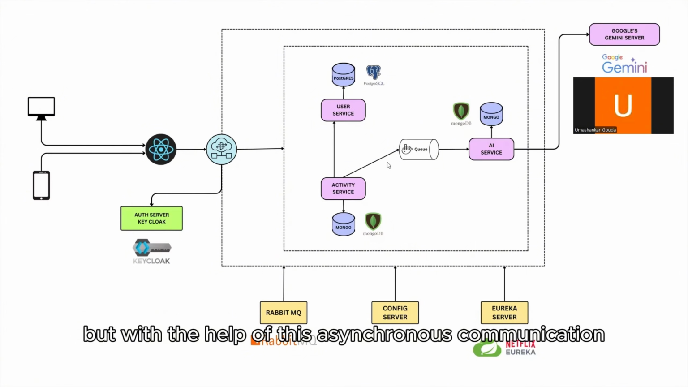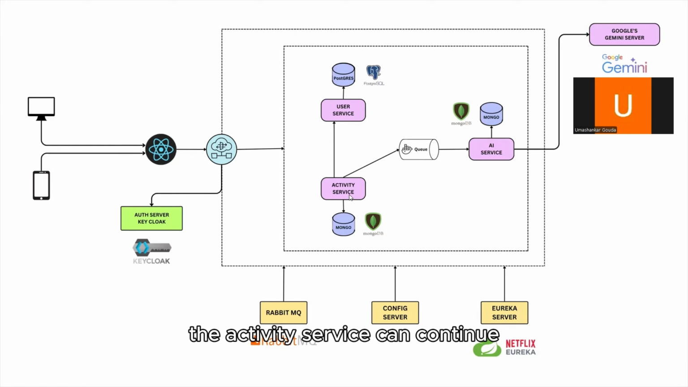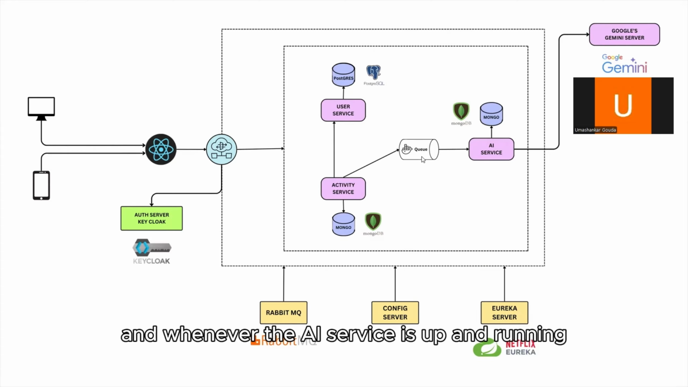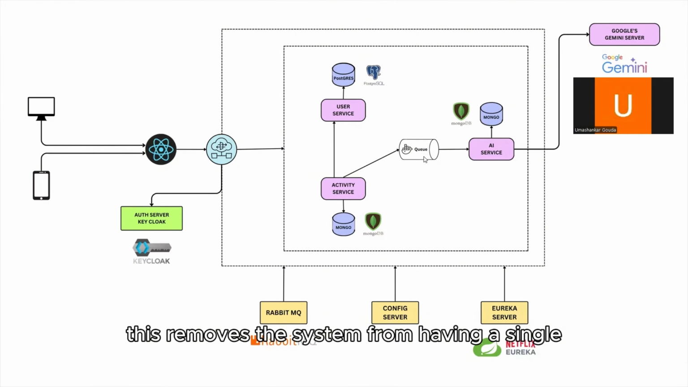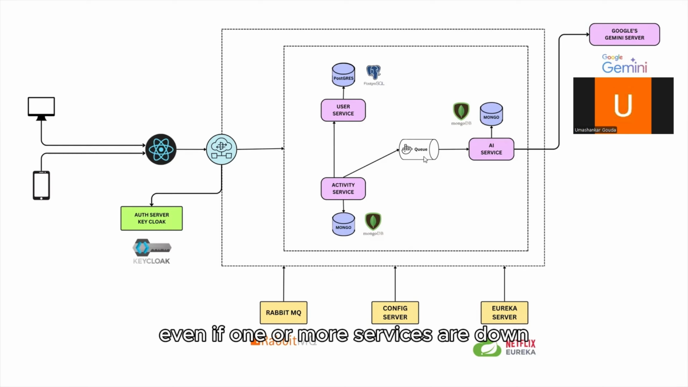But with the help of this asynchronous communication, even if the AI service is down, the activity service can continue receiving more activities and keep pushing them into the RabbitMQ queue. And whenever the AI service is up and running, it can go to that queue and start generating recommendations for all the pending activities that are present in the queue. So this removes the system from having a single point of failure. Even if one or more services are down, the system still keeps on running.